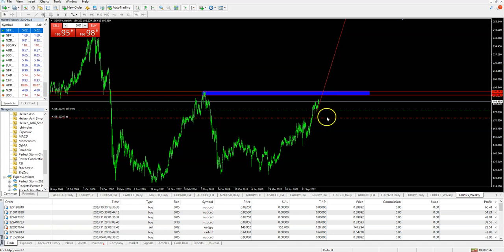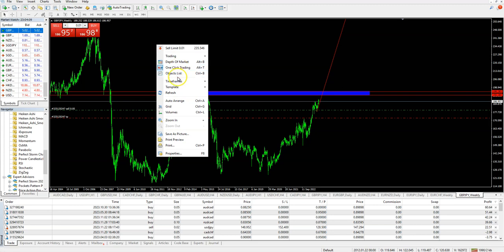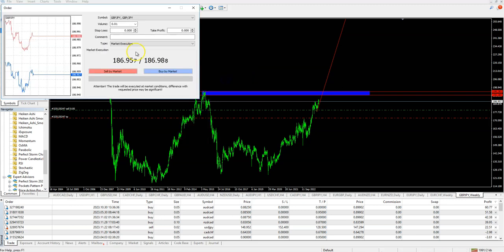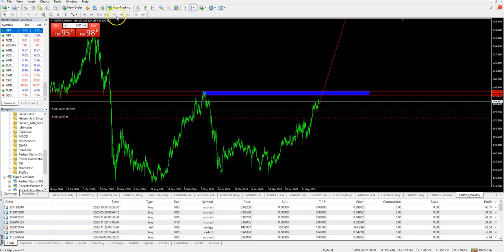Use some analysis, find a trade, organize your MT4. You've got your one-click trading. You've got your trading window here. If you just go to the new orders, there's your order window. You have your time frames up here. You have your zoom in, zoom out, shifting over to the right-hand side, some tools on the horizontal line.